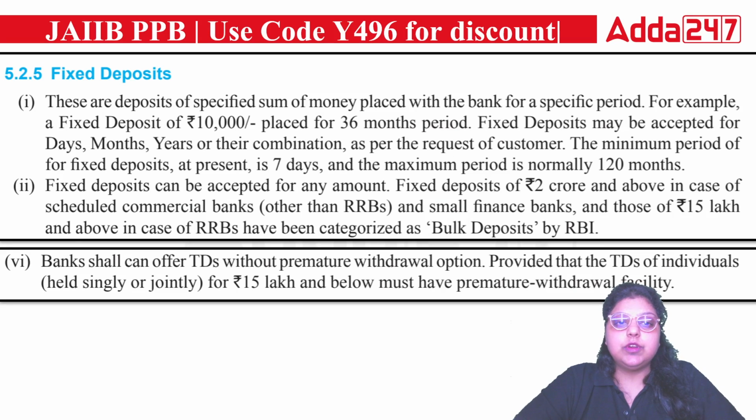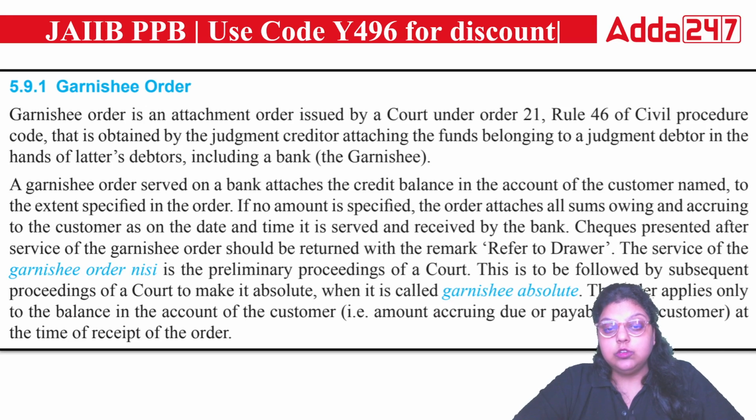A fixed deposit is simply a type of deposit where the total sum is deposited as a one-time lump sum amount, and it can be withdrawn after a certain maturity period that can be a minimum of 7 days and a maximum of 10 years. So these are the durations of an FD.